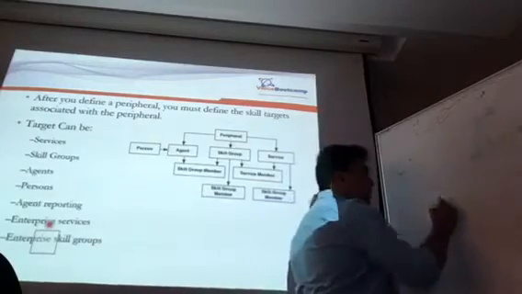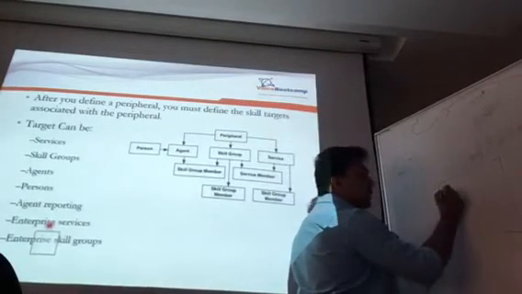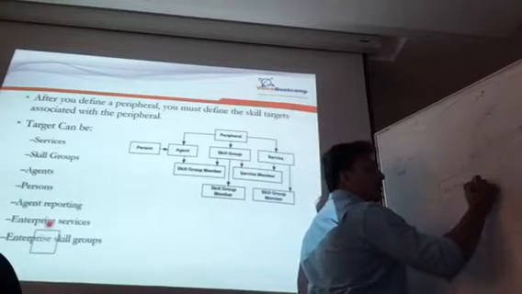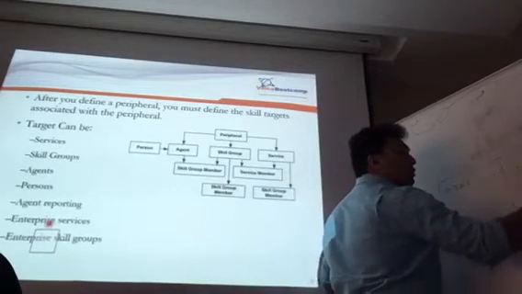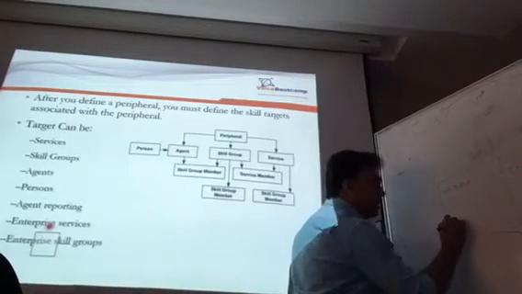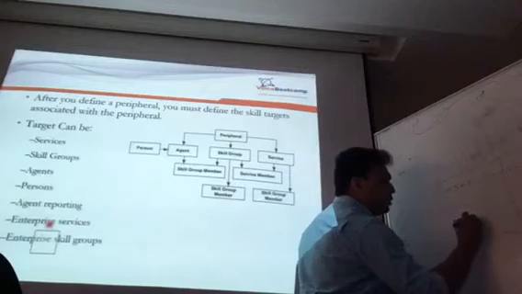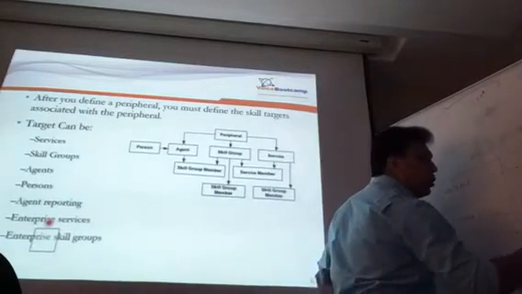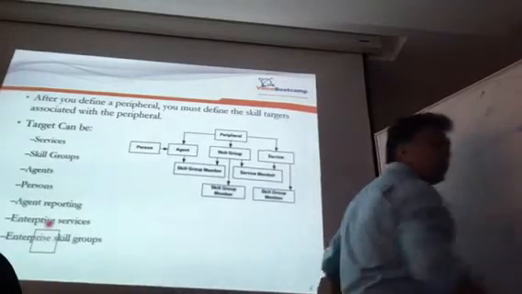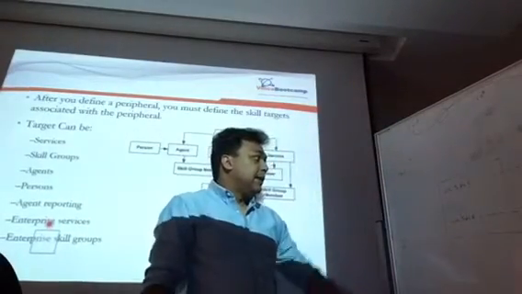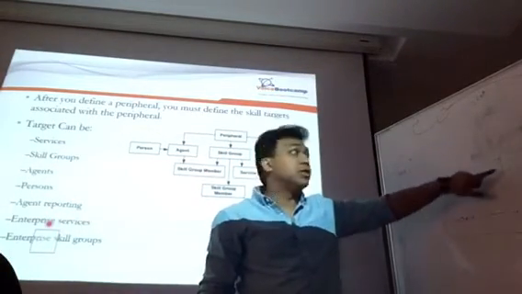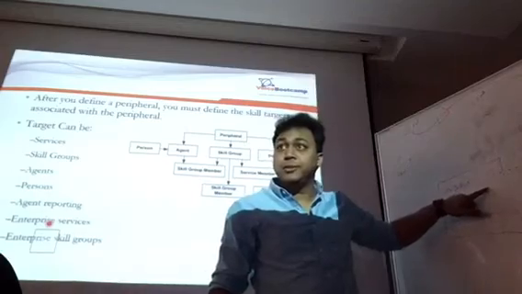So under UCCE, I will create a US sales group, and this will point to the US cluster. Then I will create another called India sales group, and this will point to the India cluster. Now, all the agents from India will belong to India sales. All the agents from US can belong to US sales.